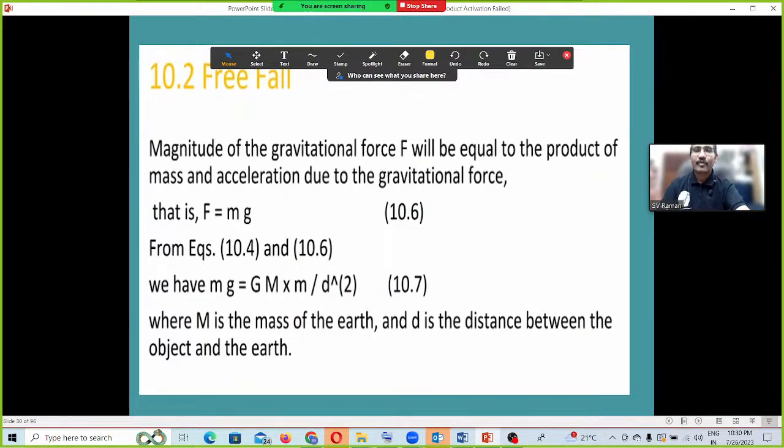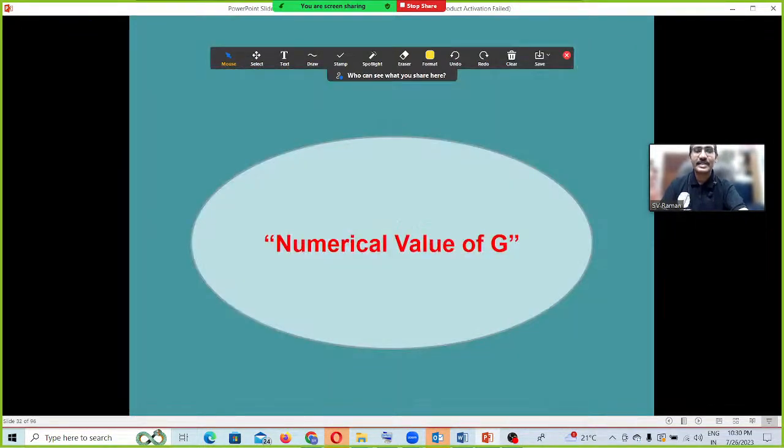Now, in the free fall equations, we can understand the relation between the gravitational force on a planet and the universal law of gravitation. We will see it in detail. As you know, as per Newton's second law, F = mass into acceleration. So mass into acceleration due to gravity, F = mg.